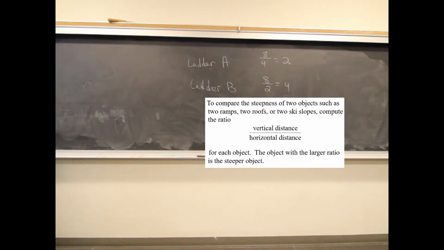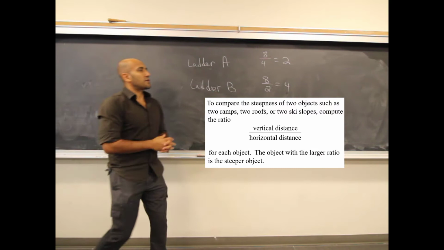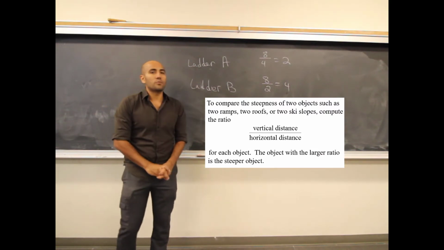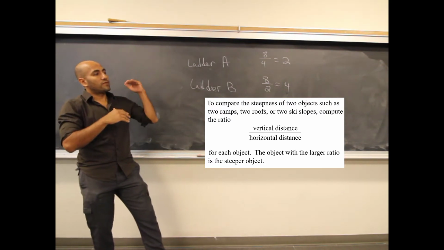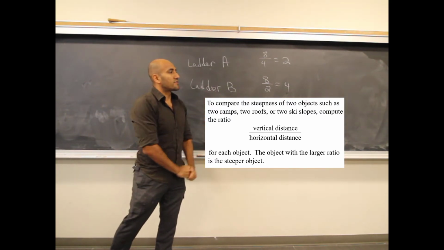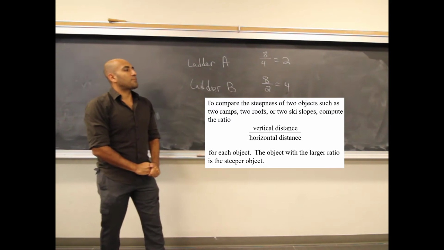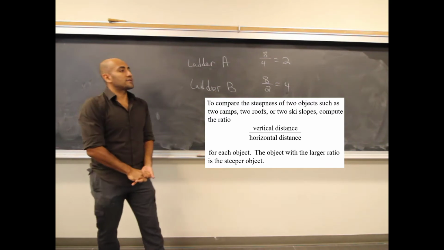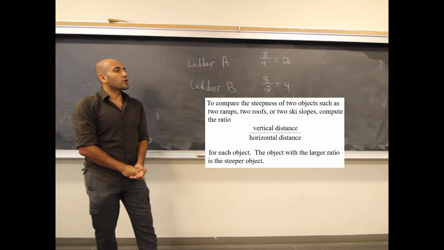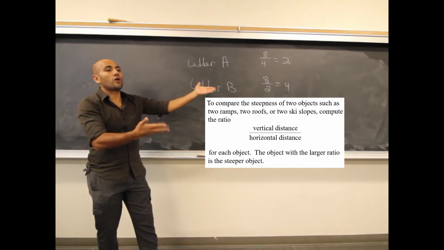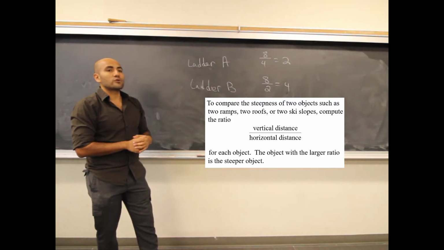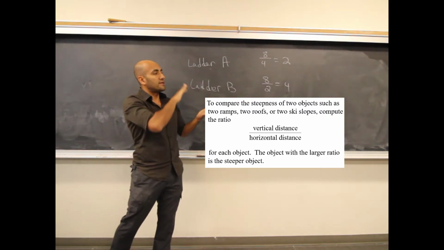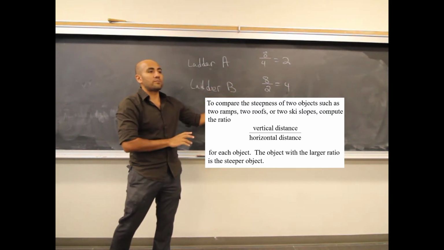Okay. So this is our definition to compare the steepness of two objects, such as two ramps or two roofs or two ski slopes. We compute the ratio of the vertical distance over the horizontal distance for each object. The object with the largest ratio is the steeper object. So the larger answer to this ratio is going to result in the one that's steepest. Bigger numbers result in steeper values, right? The line or the ladder or whatever it is is steeper when this ratio is bigger.